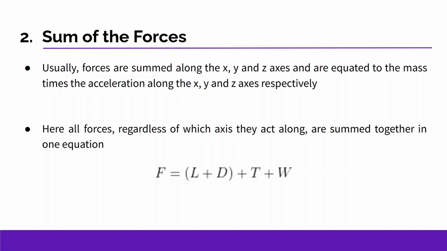Usually, when the equations of motion are being defined, the forces are summed along the x-axis, y-axis, and z-axis separately, and then set equal to mass times acceleration along the x-axis, y-axis, and z-axis respectively. Here, they're all combined, so the forces are actually equal to lift plus drag plus thrust plus weight.